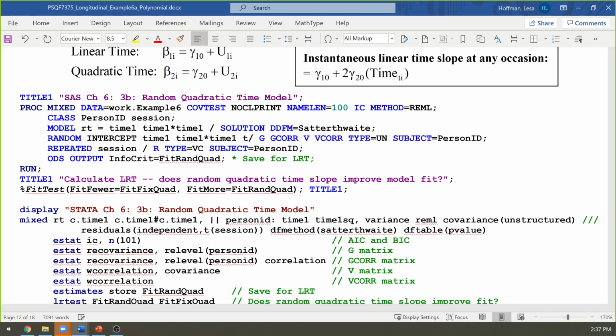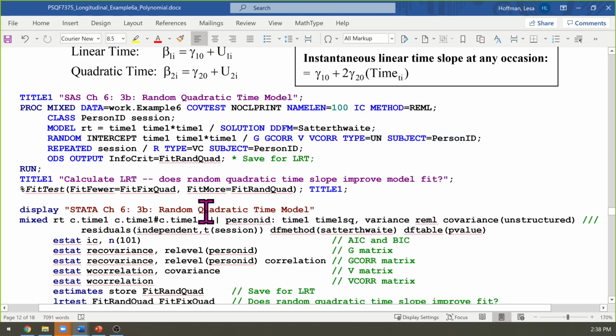If I were to add a cubic slope, then how many parameters have I added? That'd be 4, because there's 4 things on the line. So you're always adding one new variance plus covariances with all the terms that are already there. That is what type U equals UN gets you, and covariance unstructured in Stata. But we're not going to have a random cubic today, just quadratic.